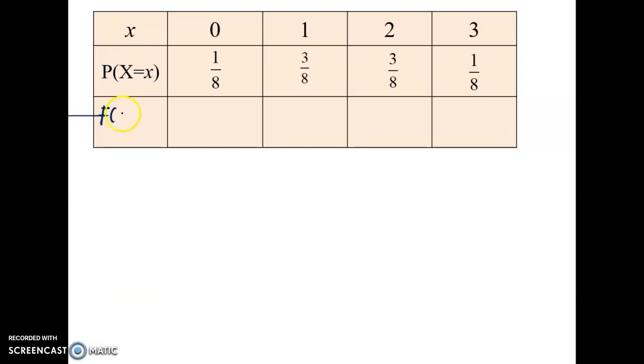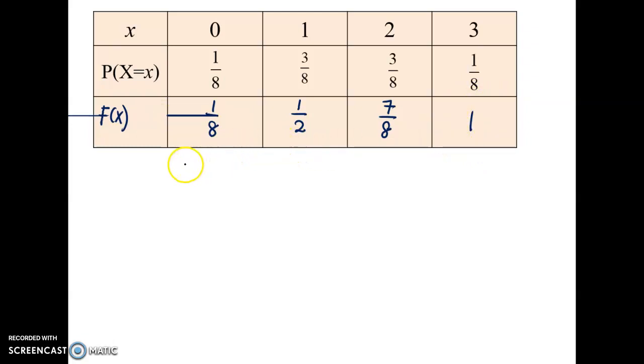So F(x), here we have 1 over 8 and then add 3 over 8, which equals 4 over 8, which is 1 over 2. 4 over 8 plus 3 over 8 is 7 over 8. And then last but not least is 1. Make sure your cumulative distribution function, the final probability must be 1.